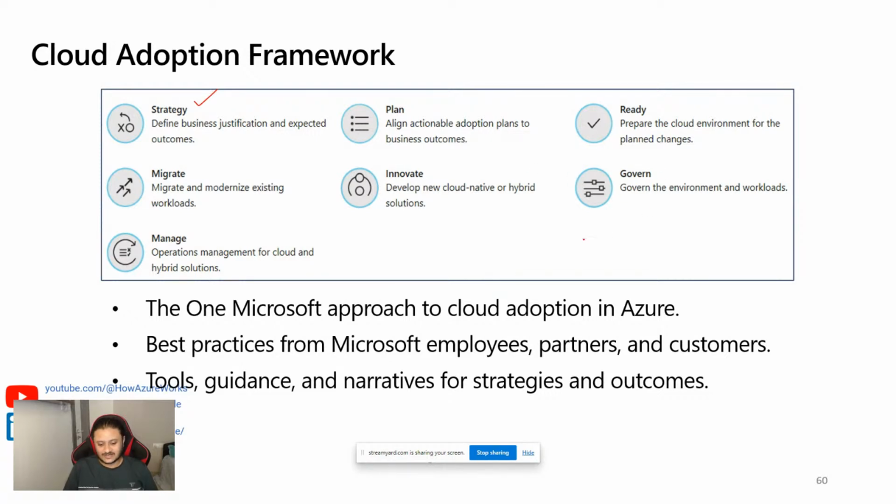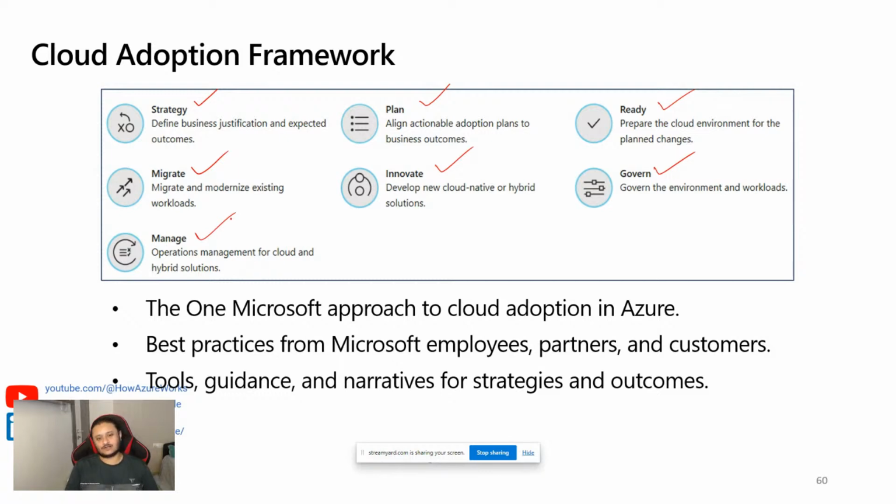Then after strategy, you should have the plan, like how you are going to get on that level in the agile plan, how you are going to know adoption, all the framework and everything. Then prepare your cloud environment for the planning, what the planning changes are. So readiness comes into the picture, then you will start migrating your resources, then you can innovate it, then you govern it by applying the policies and everything. And once everything is ready, you can manage it the way you want to, right?